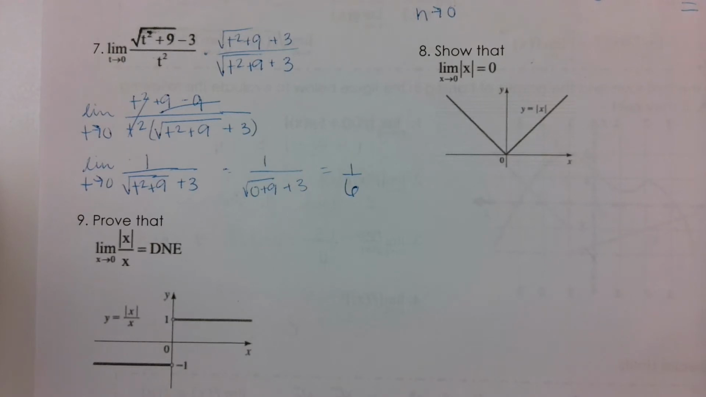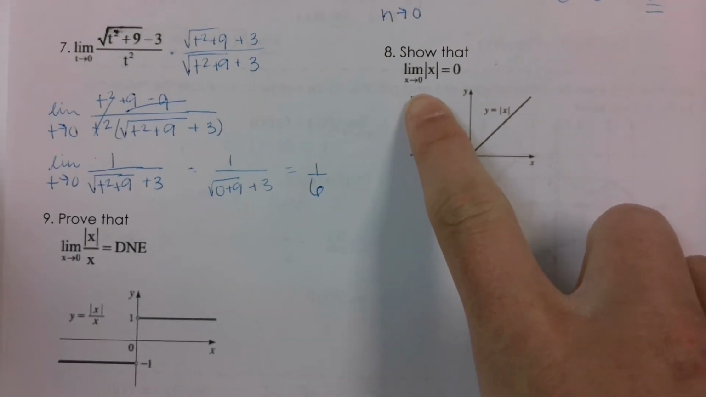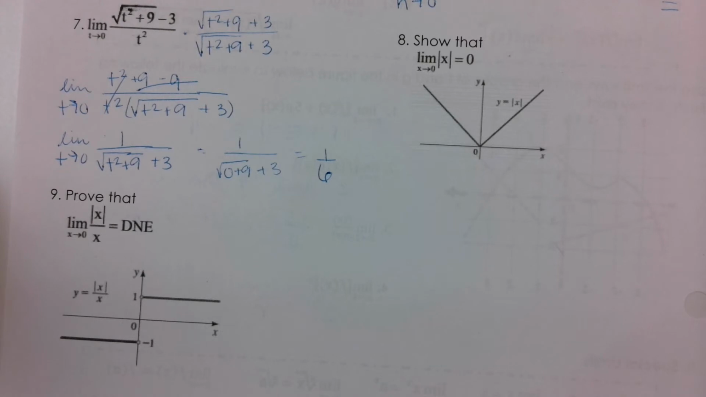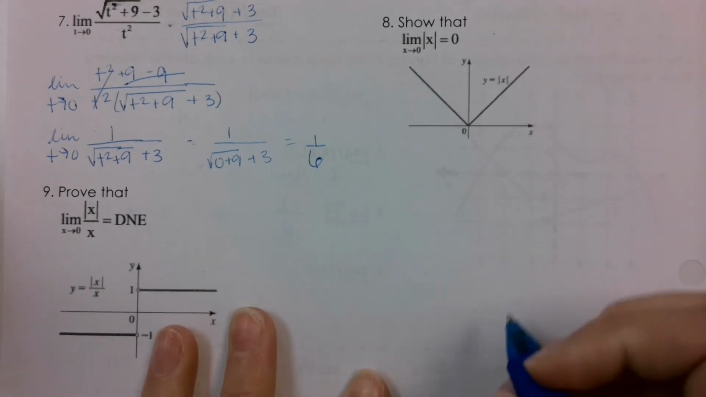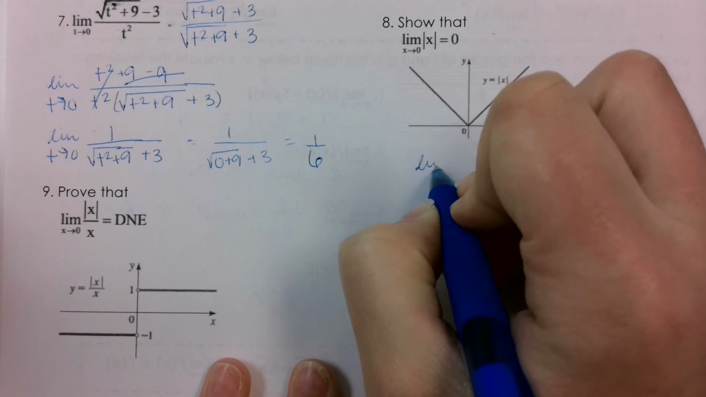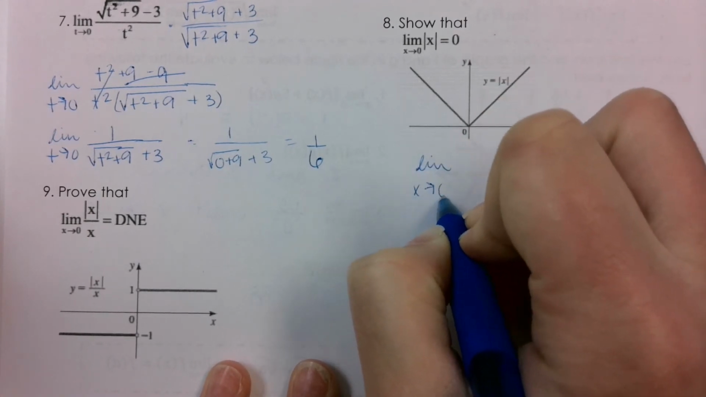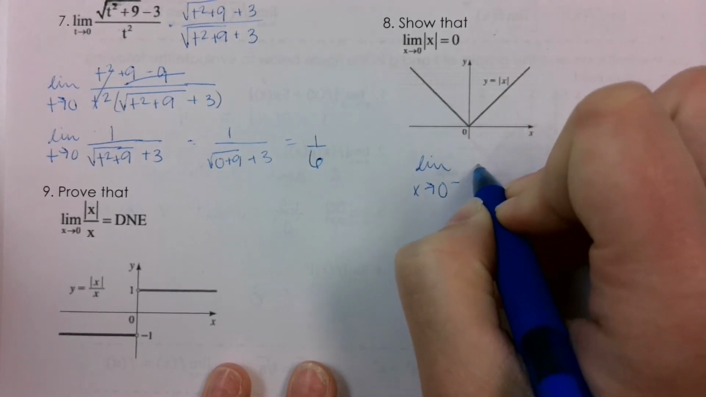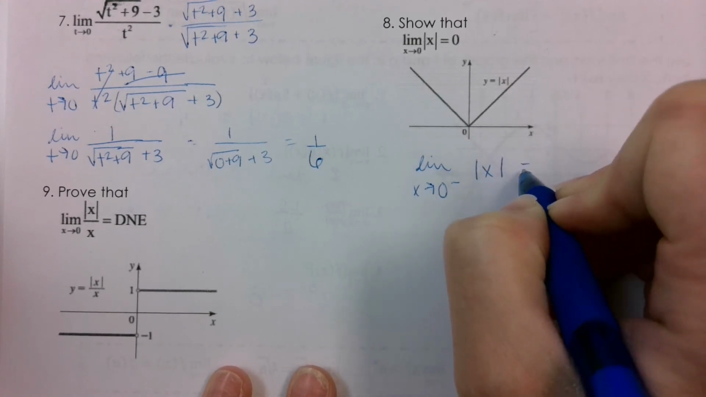Alrighty, so looking at number 8, we want to show that the limit as x approaches 0 of the absolute value function is in fact 0. So in order for a limit to exist, it has to be coming into the same place from the left and the right. Do you agree? So can we prove that that is happening? Yes, we sure can. So we'll say that the limit as x approaches 0 from the left of the absolute value of x is what?